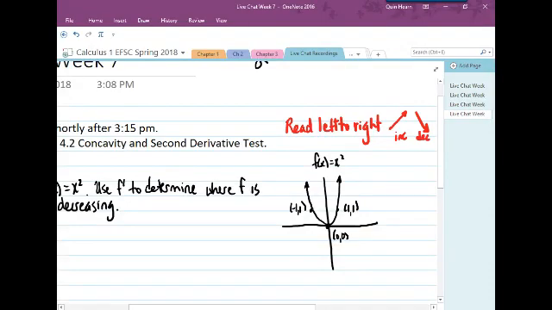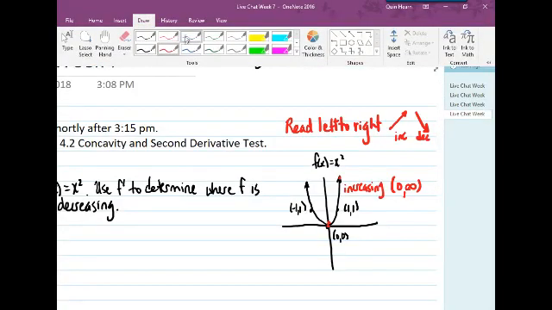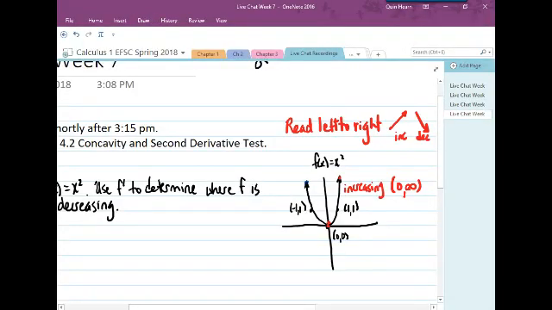So on this graph, on the right side, we see that the graph is increasing. We start low and we go high. So increasing on the right from 0 to infinity. These are x values, so that's where the graph is increasing. On the left, on the other hand, we're going from high down to low if we go left to right. So we would say that this function is decreasing on the interval from negative infinity to 0.